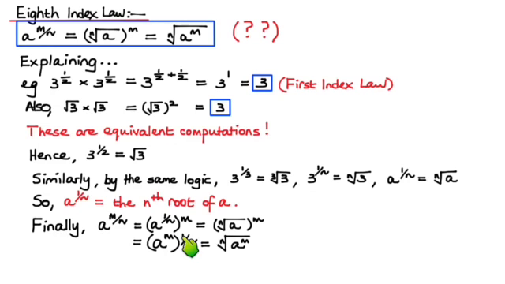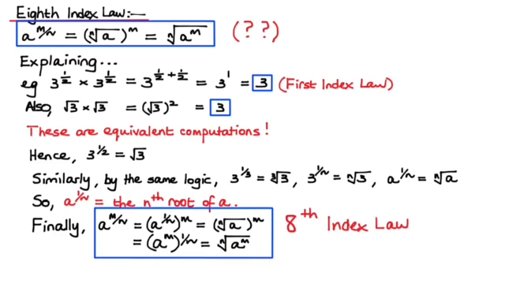If it's raised to the power 1 over n, it is the nth root of what's in the bracket, which happens to be a to the m. So it is the nth root of a to the m. It's also the nth root of a raised to the power m. They are exactly equivalent things, and that is the statement of our 8th index law, which I started with on this screen up here, ladies and gentlemen.